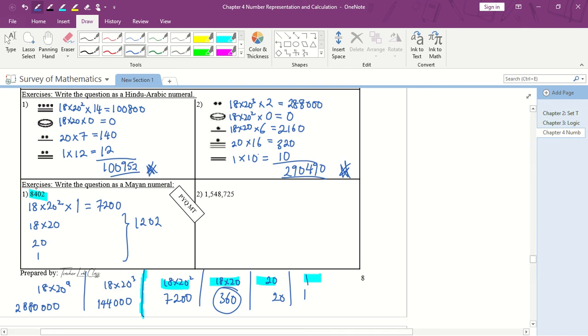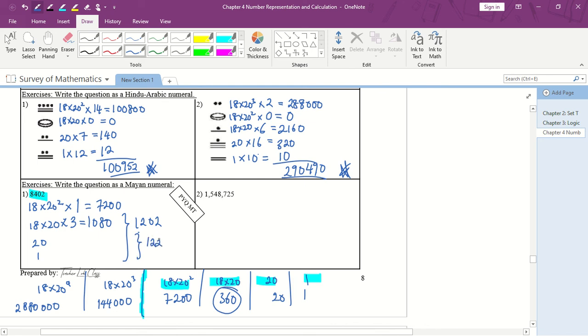Okay, and use that 3 as the number of 18 times 20 you need. So you calculate 18 times 20 times 3, and it should bring you 1080. Okay, 1080. And once you know 1080, use 1202 minus 1080, and you should get, okay, I will just write here, leftover is 122.